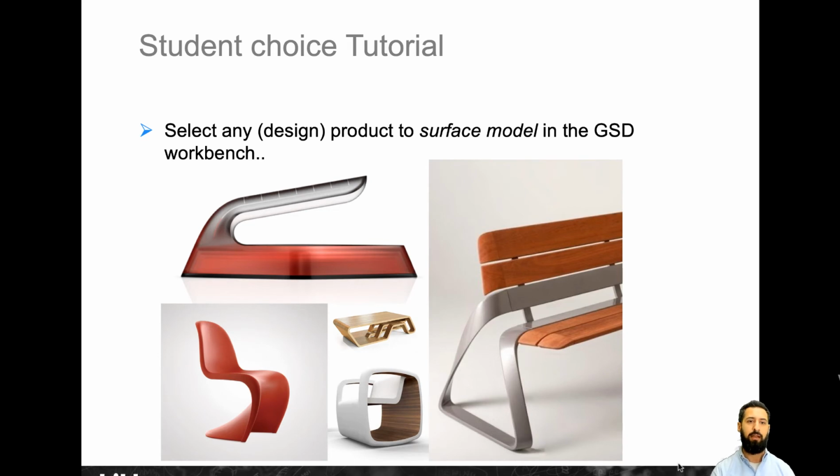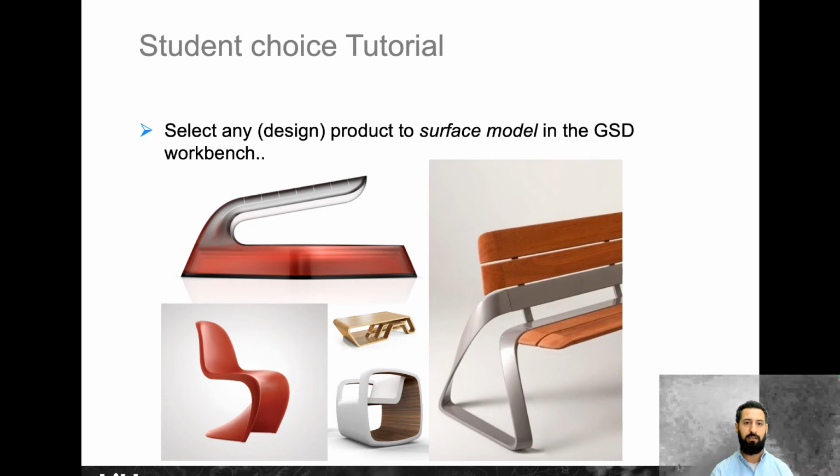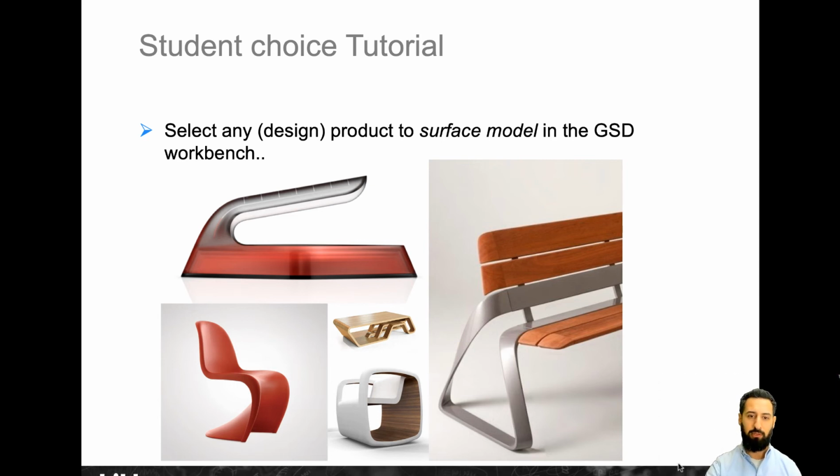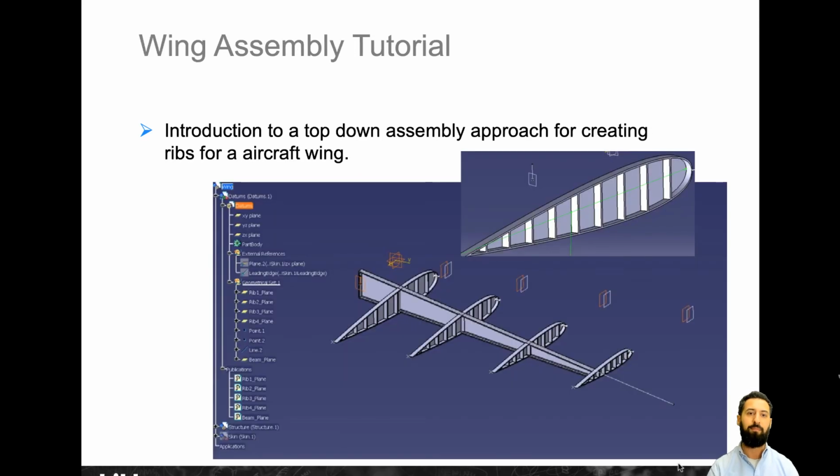And then you select any design product to surface model in the Generative Shape Design workbench again. So here you choose something that you think is interesting. And then there is a tutorial, which is the wing assembly tutorial.